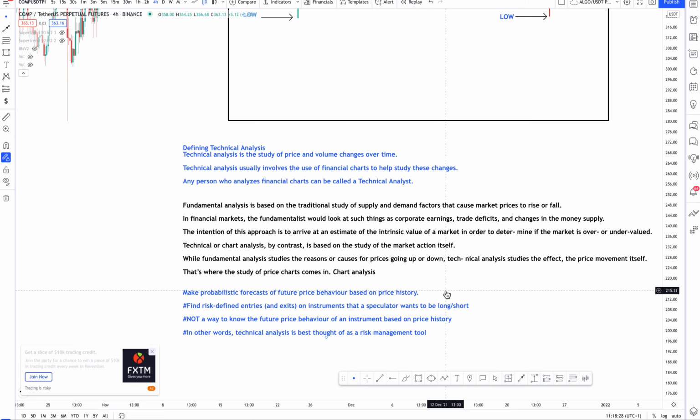So for now, just a few points to take, right? It's to find risk-defined entries and exits on instruments that a speculator wants to be long or short. Okay, that's one of the helps of technical analysis, right? You could go back and read those materials, right? And then it's not a way to know the future price behavior of an instrument based on price history, right?